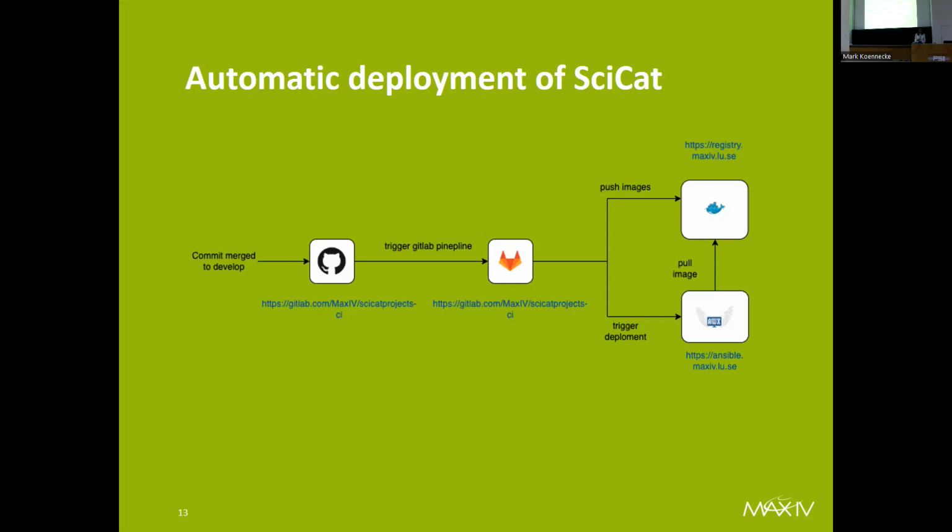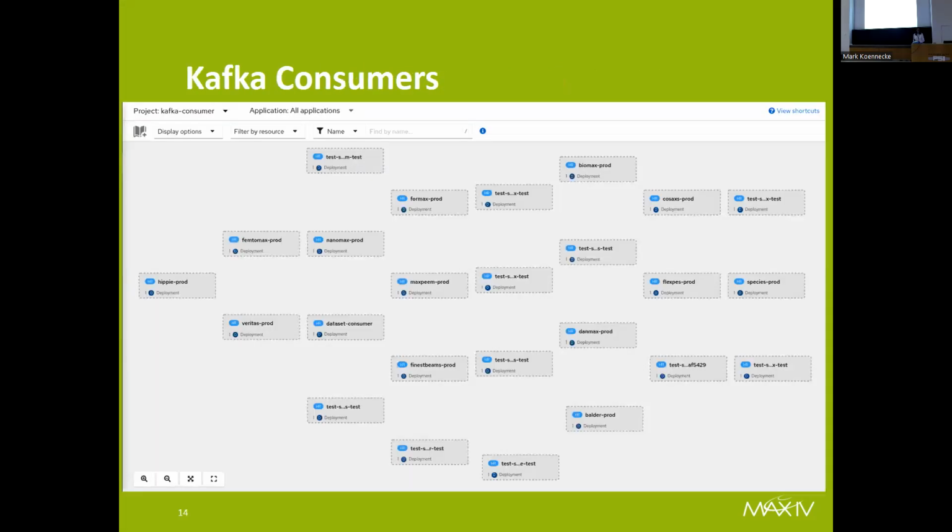Then a bit about the deployment. So we have automatic deployment set up for SciCat. We have our internal CI pipelines in GitLab, which trigger some Ansible playbooks, which then deploy these Docker containers onto our servers. Our consumers are running in Kubernetes, and they're also configured and set up. So we also have our logging system and everything connected to this.